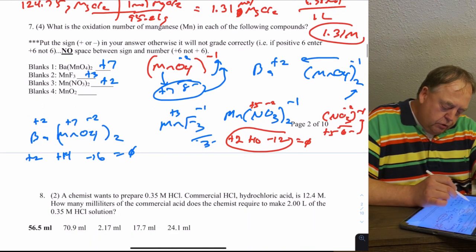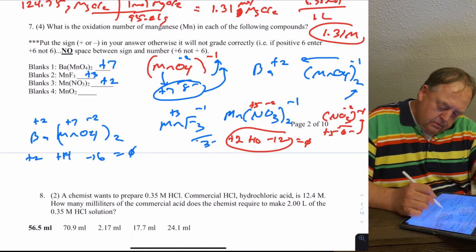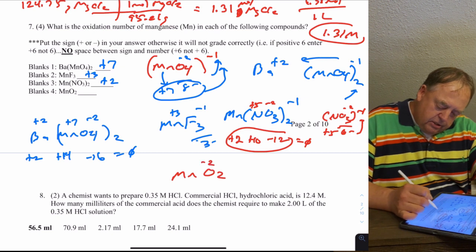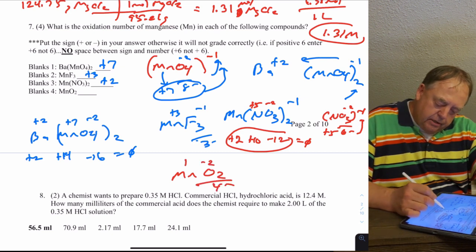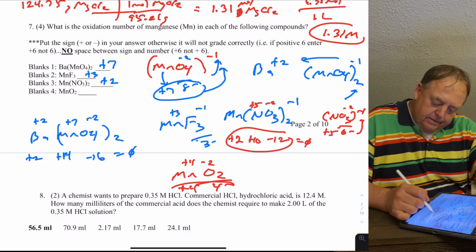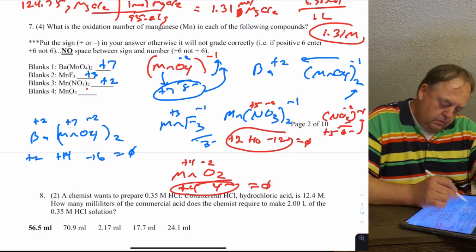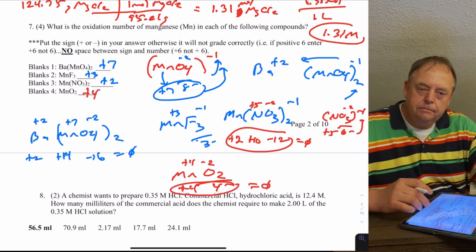Okay, so for MnO2, this one's a lot easier. Oxygen's -2, that's 4 negatives, so manganese must be +4 to balance that out to 0. So manganese +4 there.